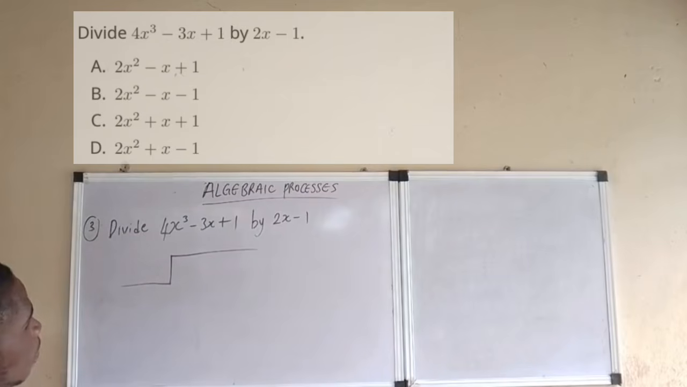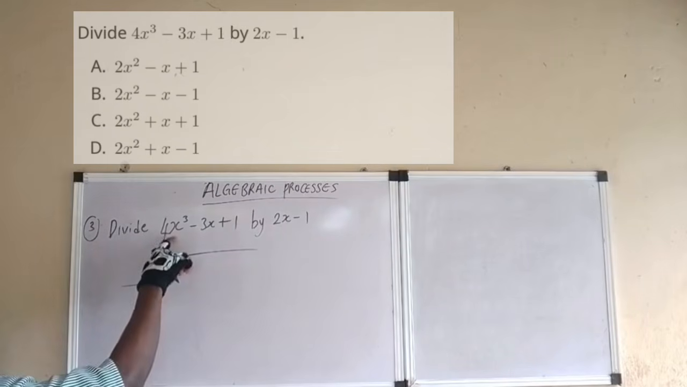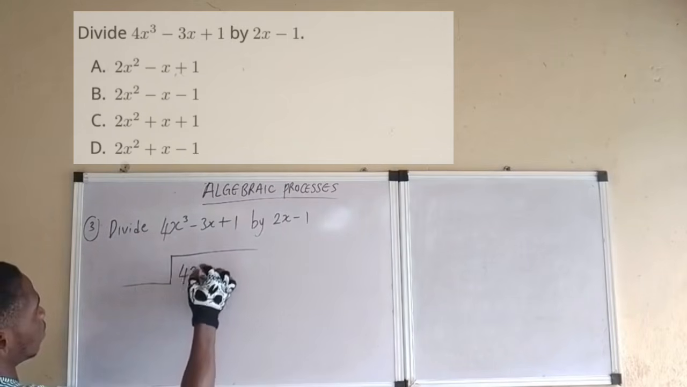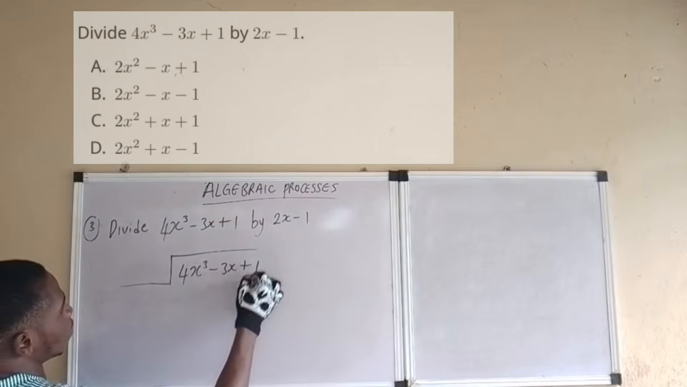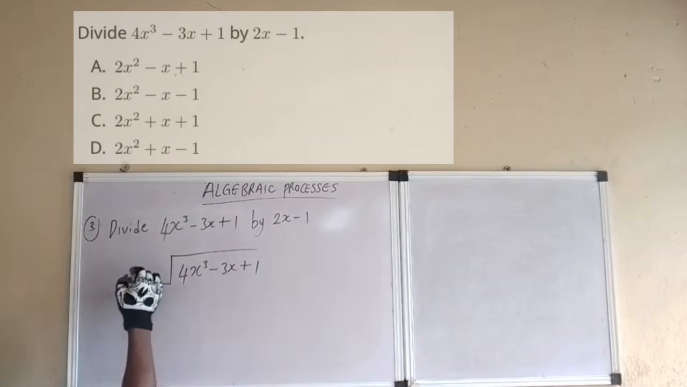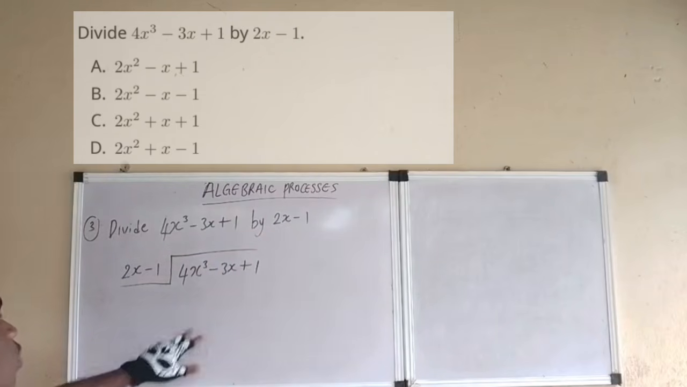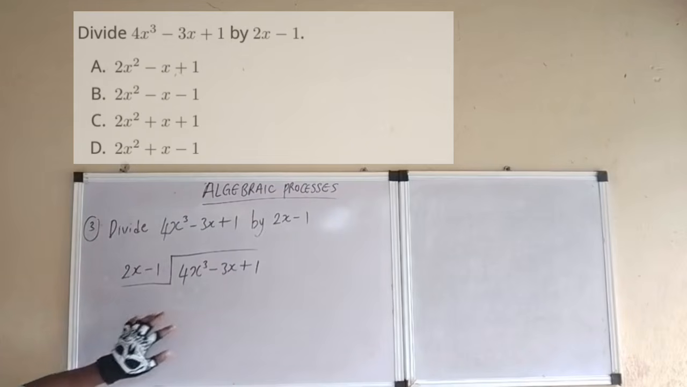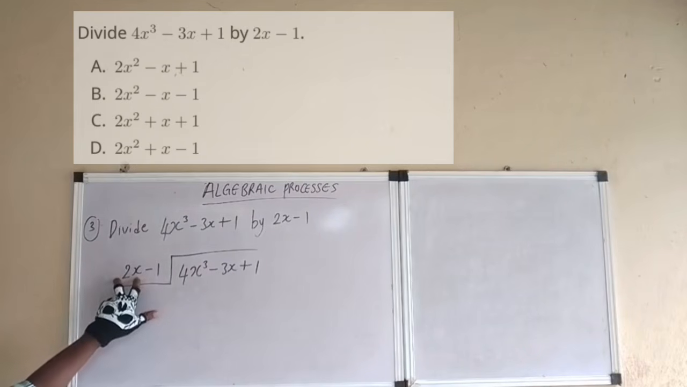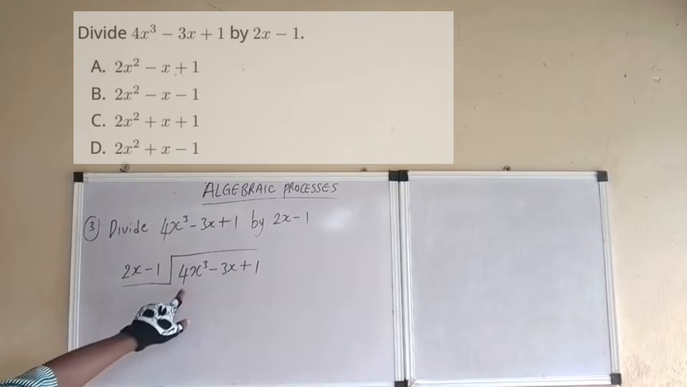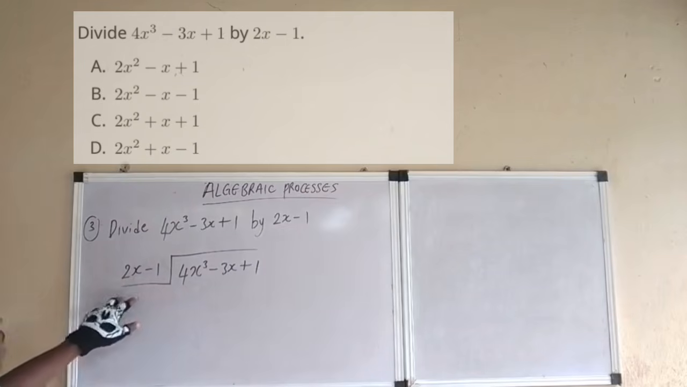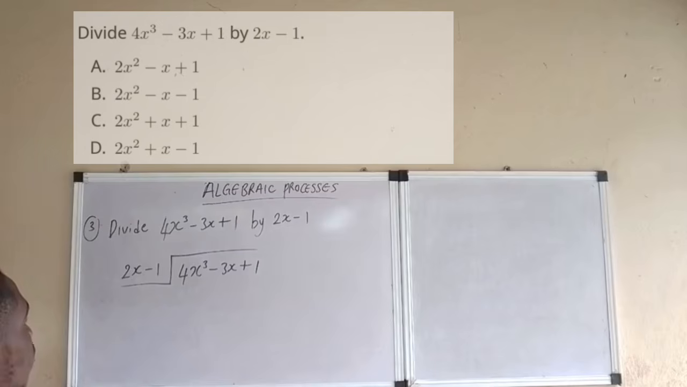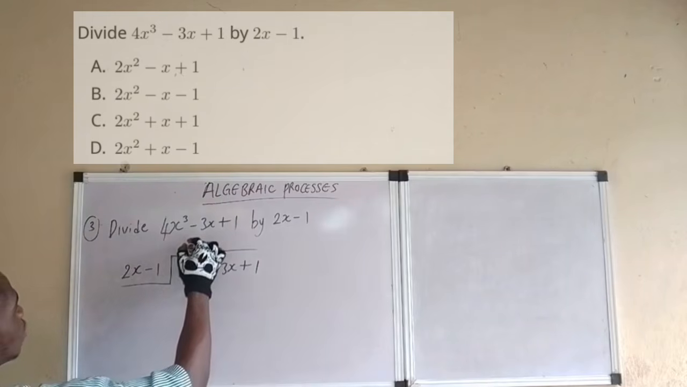Introduce this long division table and write the value which you are dividing inside here. And what you are using to divide, write it outside here. That's the denominator. So the numerator goes in, the denominator stays outside. Now you are going to divide the first term here, or the term with the highest power of x, by this first term, which is 2x. So divide 4x raised to the power 3 by 2x. Now, if you divide 4x raised to the power 3 by 2x, you'll be having 2x squared.